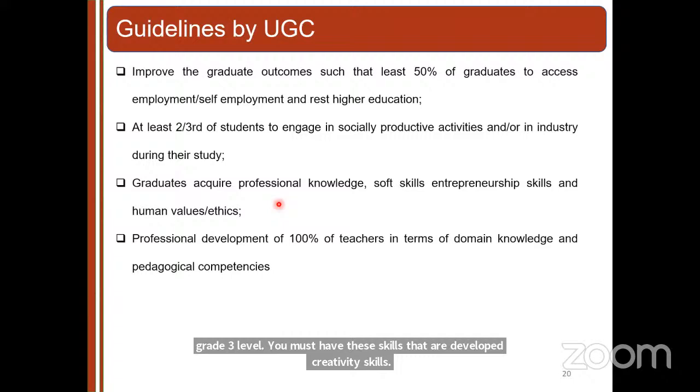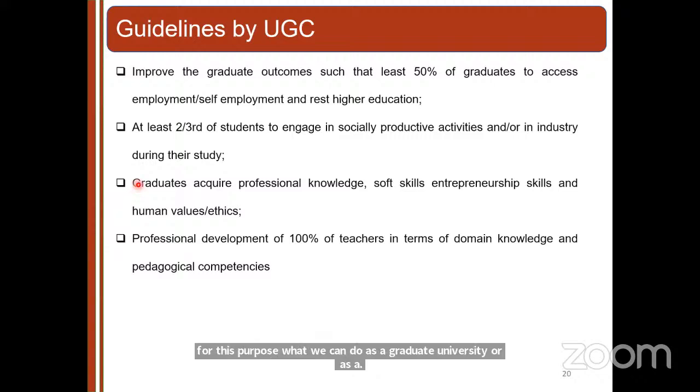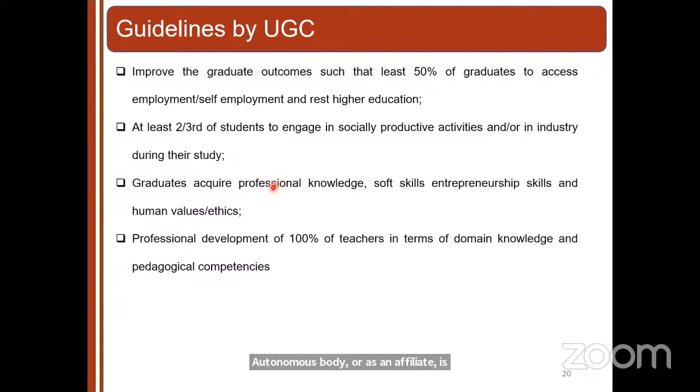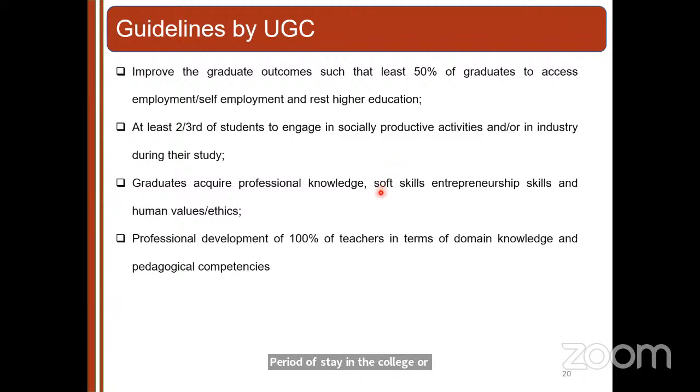So for this purpose, what we can do as a graduate awarding university, as an autonomous body, or as an affiliated college is think about and try to incorporate some courses that are specifically about soft skills and entrepreneurship in the second year and third year of the student's period of stay in the college or university. By doing so, employability increases, no doubt.